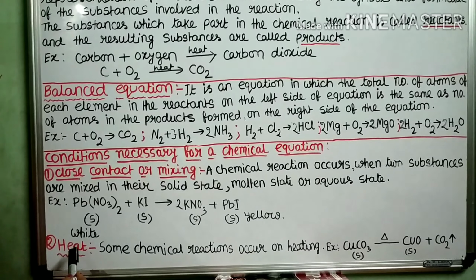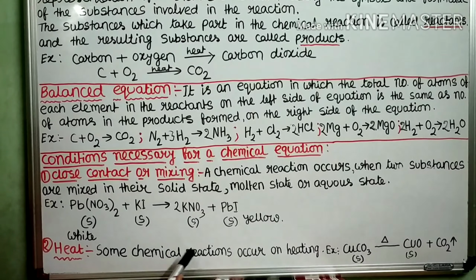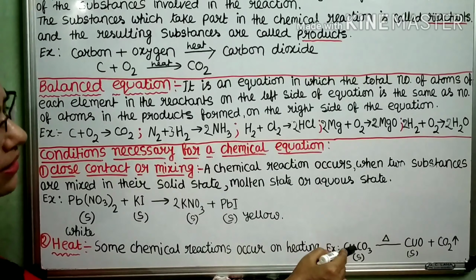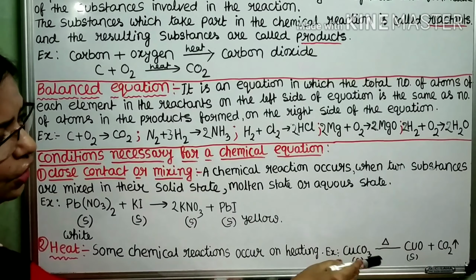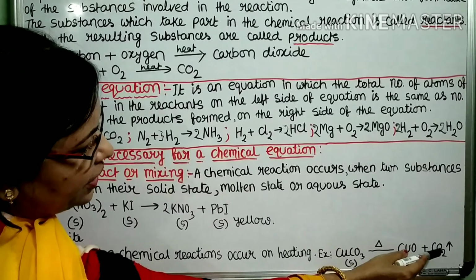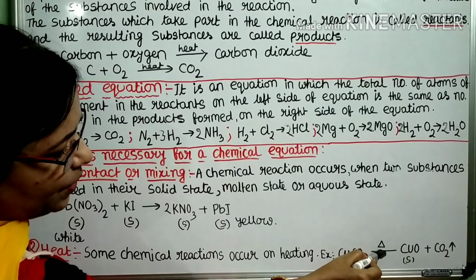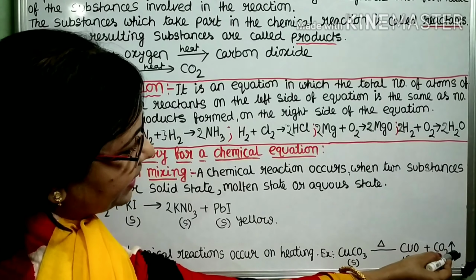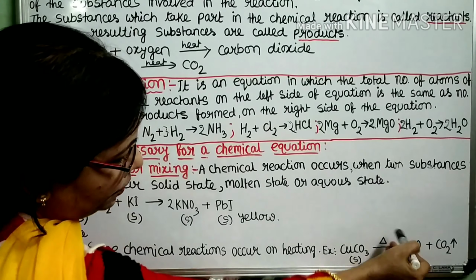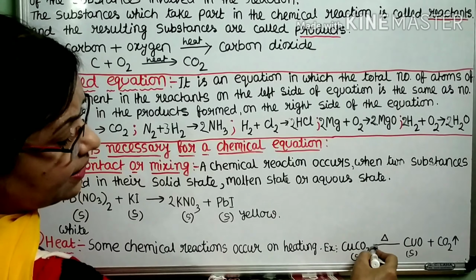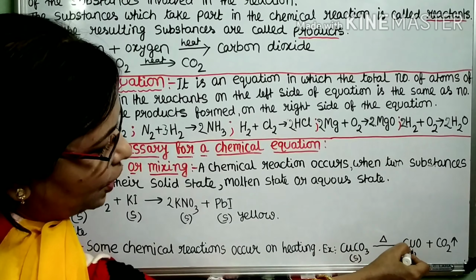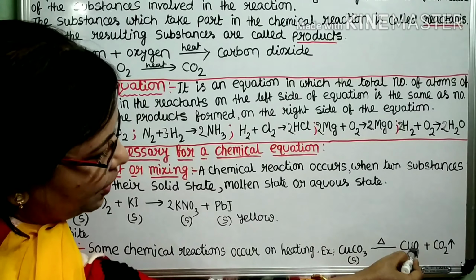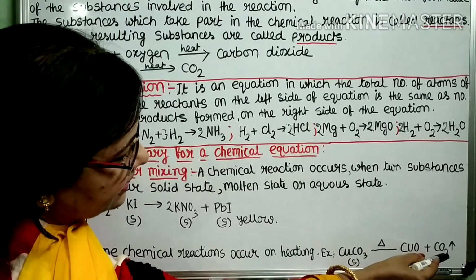Second, in the presence of heat, some chemical reactions occur on heating. For example, copper carbonate on heating forms copper oxide and carbon dioxide gas. This symbol is known as heat and the upward arrow means gas. So copper carbonate is in solid state, copper oxide is also solid state, but carbon dioxide is a gas.